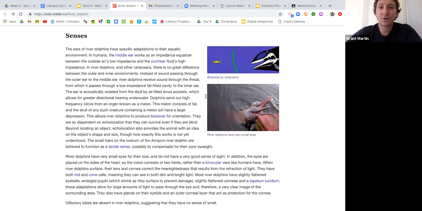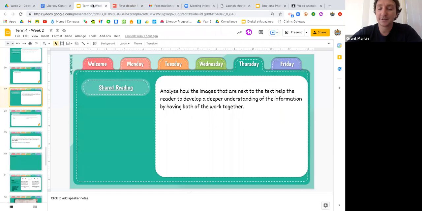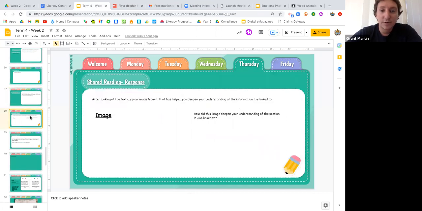Yeah. So what you guys are going to be doing today is having a look through this text on the Kiddle website, and what we would like for you to do is choose an image from the text, maybe not the one that we've just done. Maybe see if we can try a different one. And we want you to tell us, how does that image help with the text that it's connected to, to develop your understanding of the text?